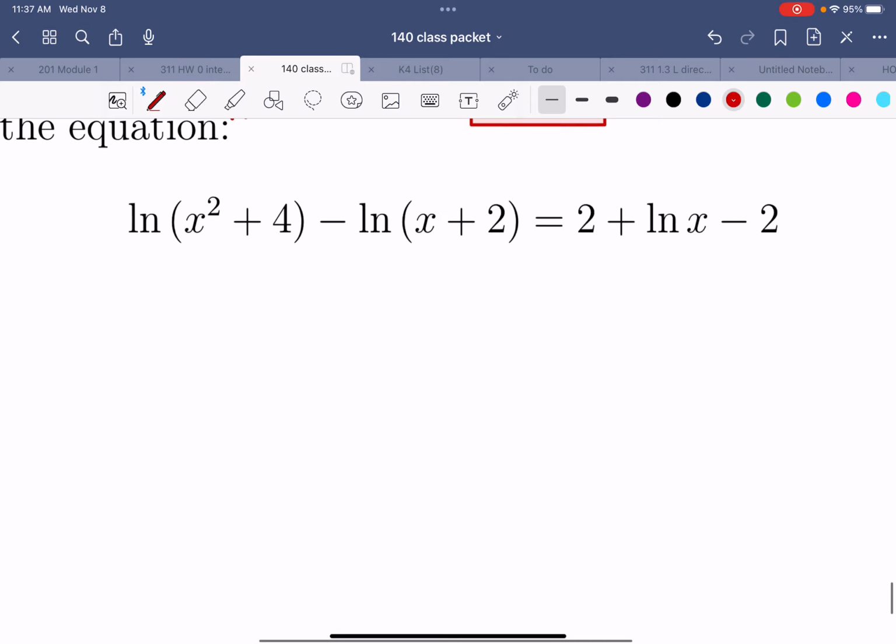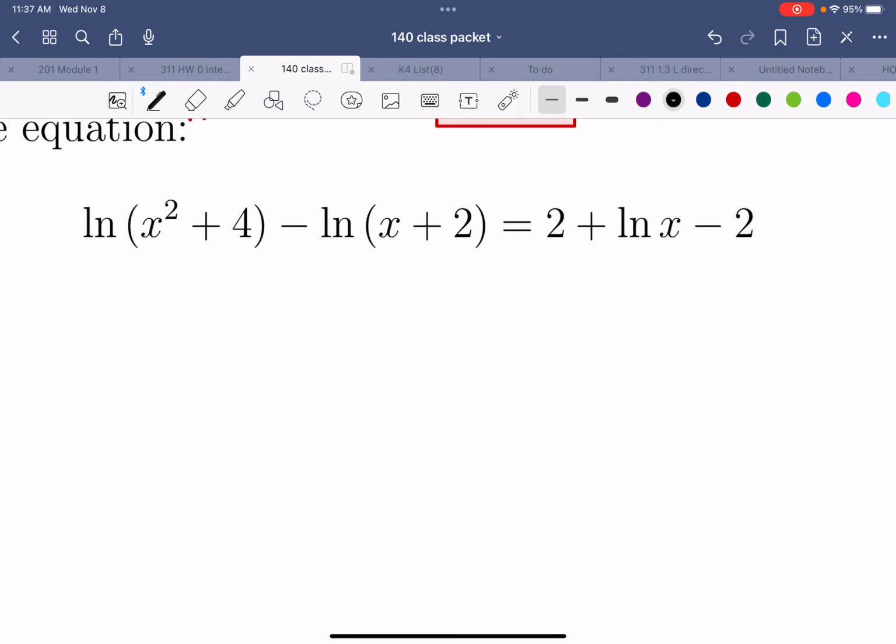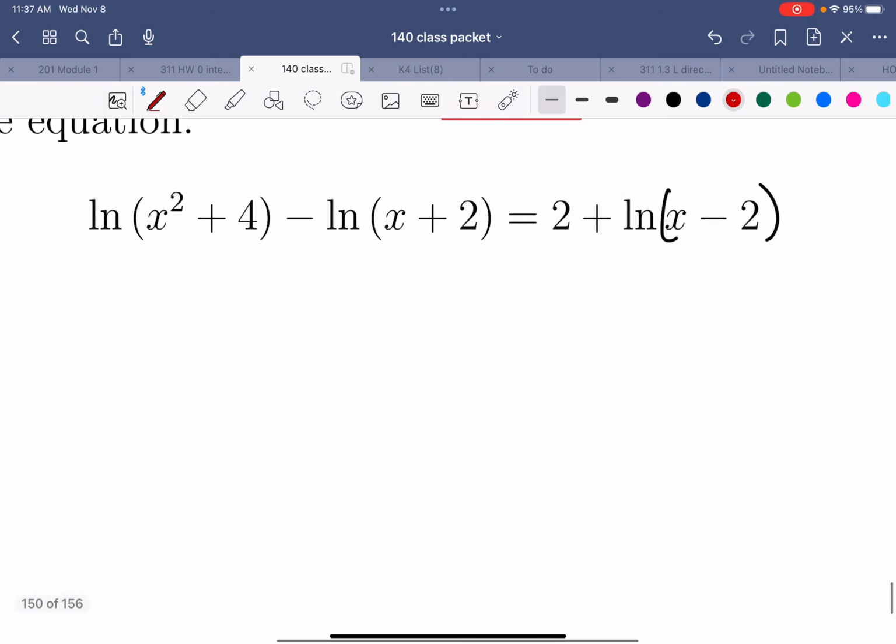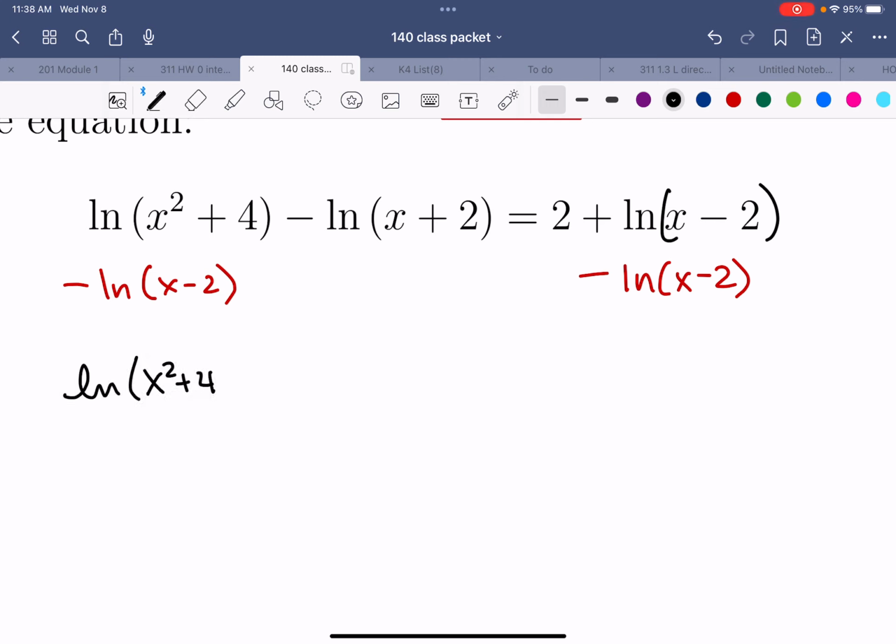All right, same kind of thing with the natural log over here, and pretty sure this was supposed to have parentheses around it. Okay, so what do we have going on here? Well, let's see. We have 3 natural logs going on. So let's put this back together. I'm going to subtract this ln on the right from both sides so that I can get all of my ln's on the same side. That gives me the natural log of x squared plus 4 minus the natural log of x plus 2 minus the natural log of x minus 2, and that's equal to 2.